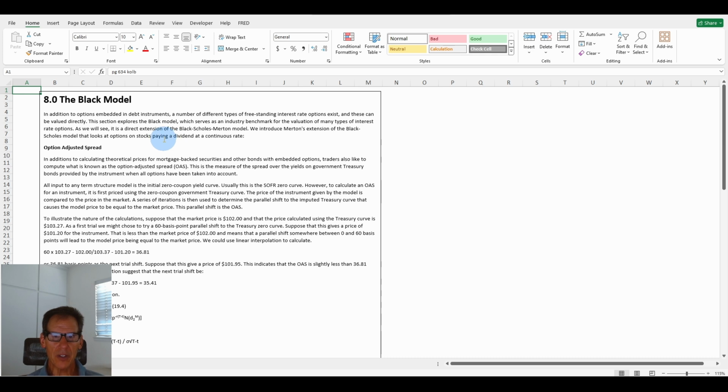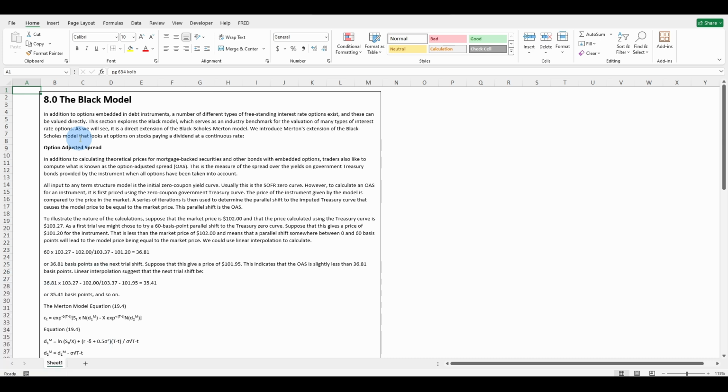We introduced Merton's extension of the Black model that looks at options on stocks paying a dividend at a continuous rate. There's a third player in this, and it's Merton. Let's introduce a little variety here. Let's look at a couple of different examples.